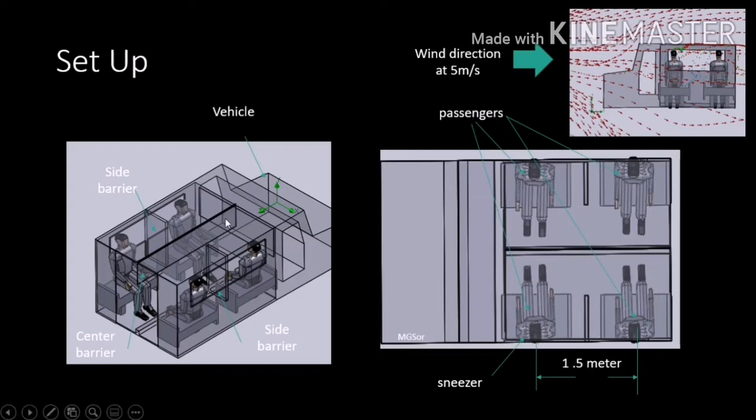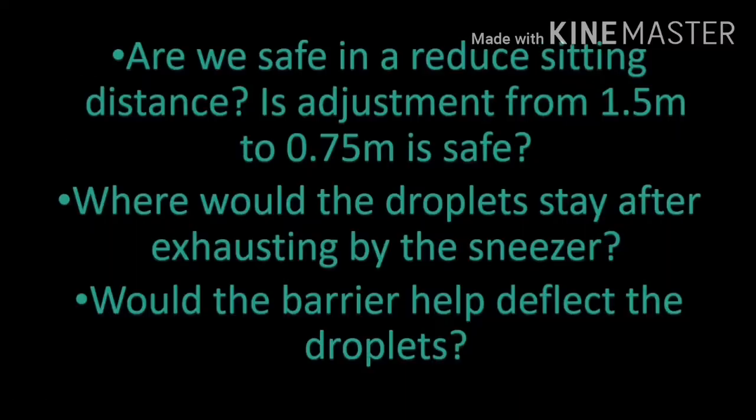So I have set up this vehicle and I have four passengers 1.5 meters apart. I have used side barriers in between the passengers and a center barrier in front of each passenger. There's a wind direction at 5 meters per second, but I will also be simulating if there's no wind, or to simulate that the vehicle is at full stop.